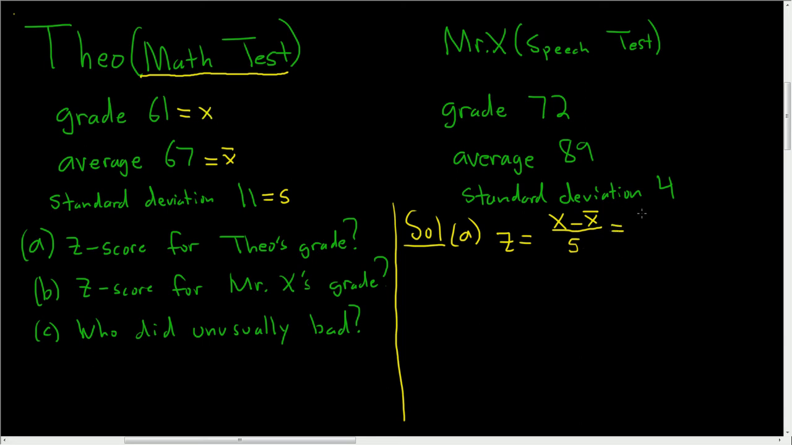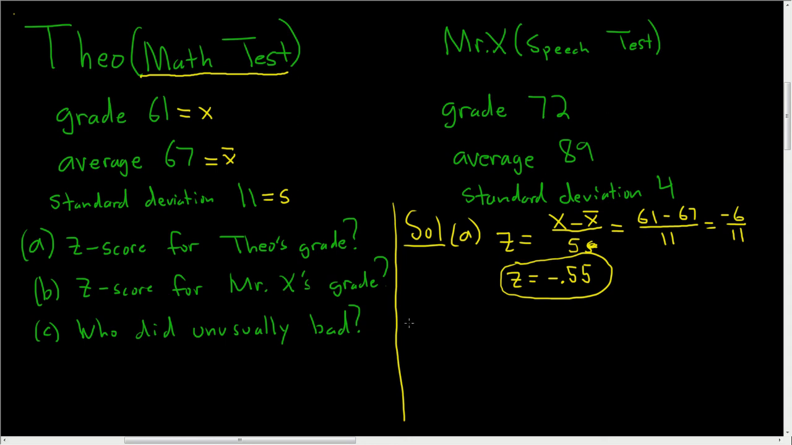So all you do now is plug in the values into the formula. So x is 81. X bar is 67. And the sample standard deviation was 11. So you put this in your calculator, or you can actually do it in your head. Let's see, 81 minus 67 is 14. So we get 14 over 11. And in decimal form, it turns out that z is equal to 1.27. Well, my s's really do look like 5s. That's an s. This is a 5. So there is the z-score for Theo.